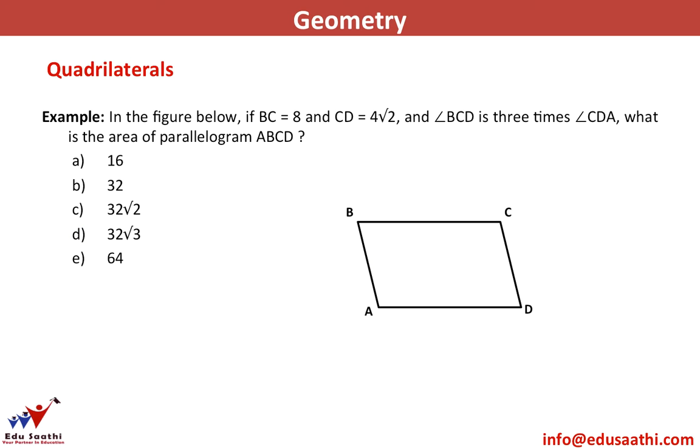Let's look at another example. In the figure given below, BC is equal to 8 and CD is equal to 4 root 2, and angle BCD is 3 times angle CDA. What is the area of parallelogram ABCD?